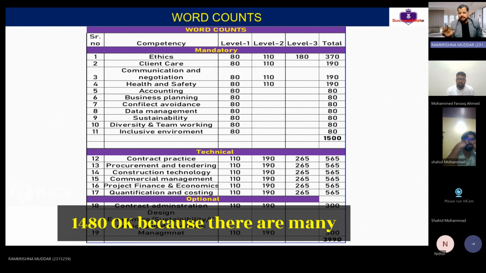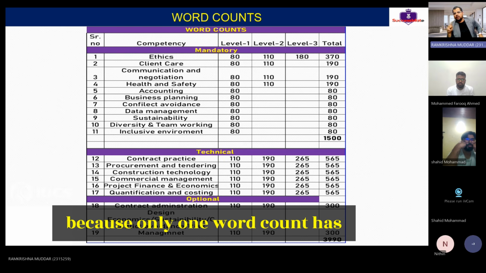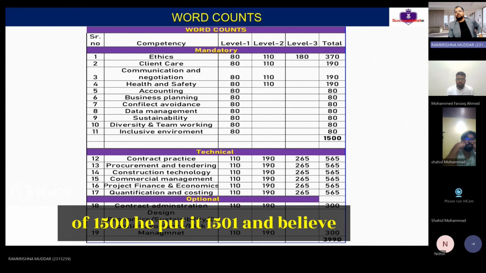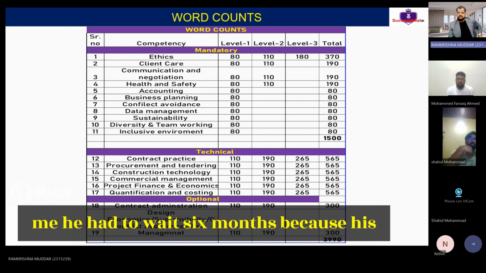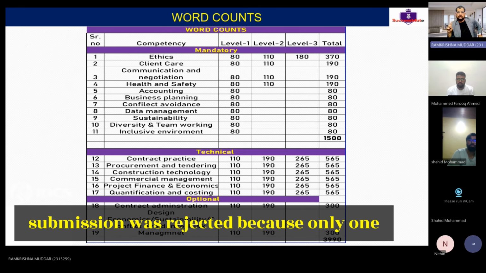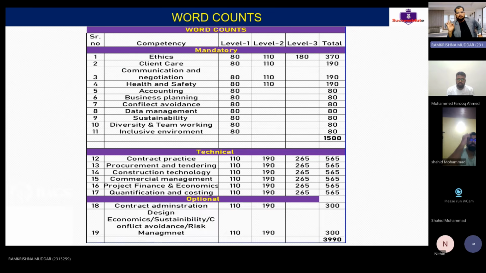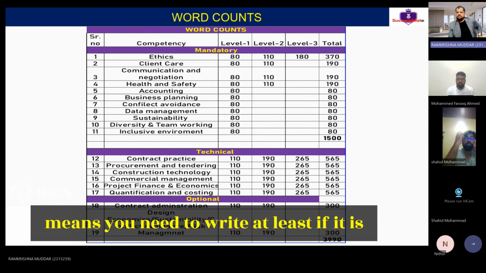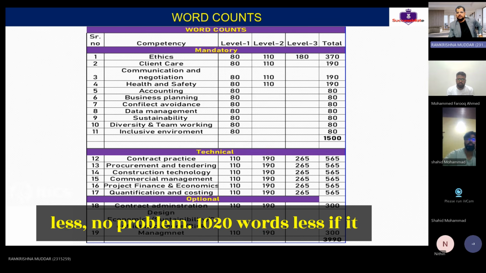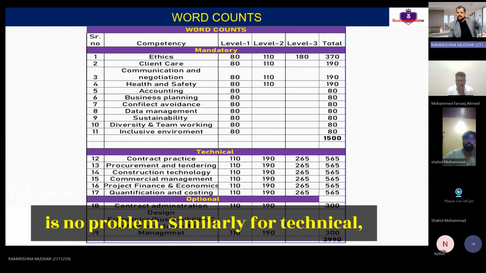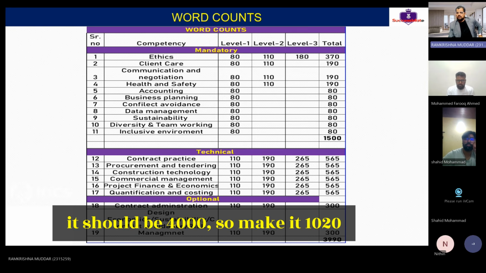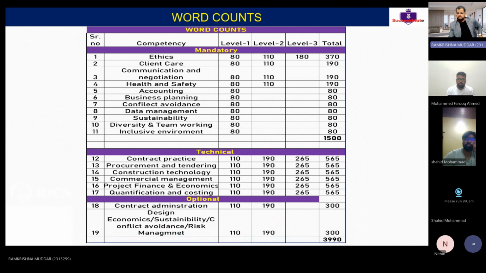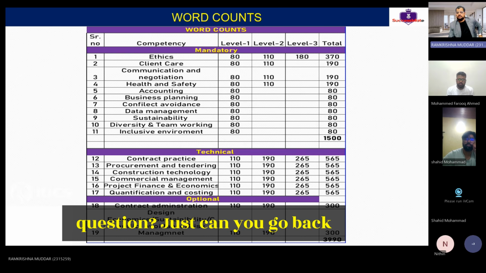Okay, because there are many submissions which are rejected by RICS because only one word count has increased. One student, instead of 1,500, he put 1,501. And believe me, he had to wait 6 months because his submission was rejected because only one word was more. So RICS is very particular about the word count. So make sure the word count is always less. If it is less, no problem. 10-20 words less is no problem. Similarly, for technical, it should be 4,000, so make it 10-20 words less. So total of this should be 5,500 or less. Clear, guys? Yes, Farooq, what is your question?